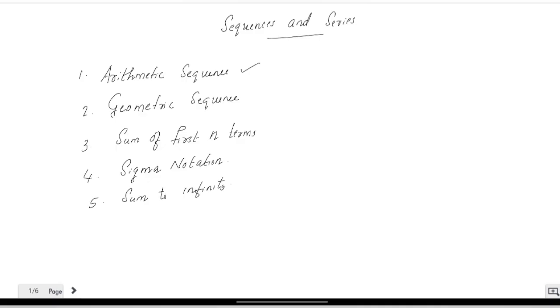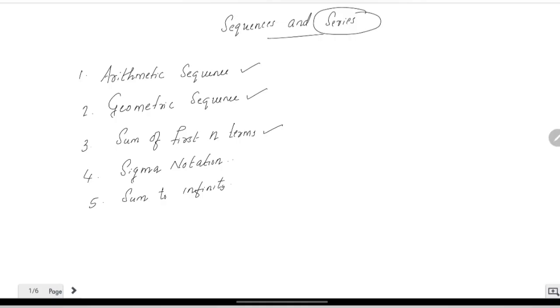Then the other topics are geometric sequence, and the sum of the first n terms, that is series. When terms are added, it becomes a series. There also you will see a formula we are using to find the sum of the first n terms.